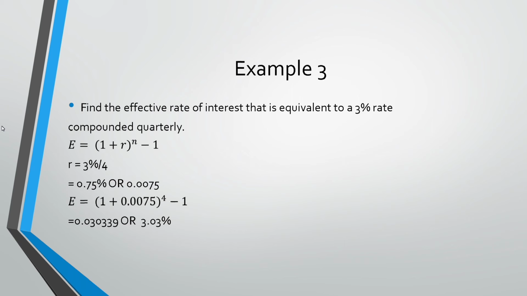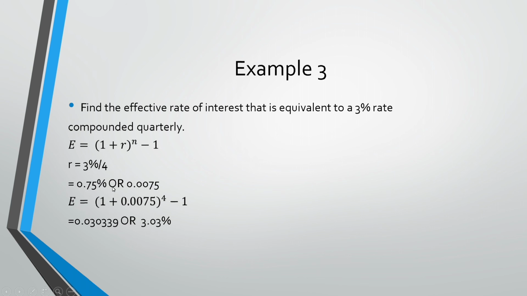Find the effective rate of interest that is equivalent to a 3% rate compounded quarterly. The case is compounded quarterly. So again, the formula is effective rate is equal to 1 plus r raised to n minus 1. And we have 3% divided by 4 since it is compounded quarterly. Therefore, r is equal to 0.75% or 0.0075. Alright?